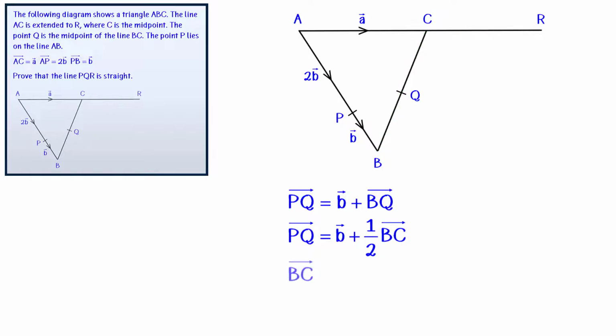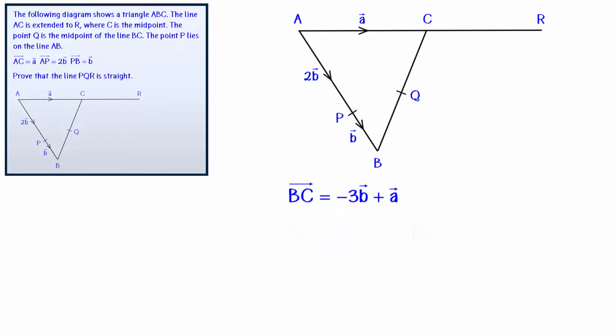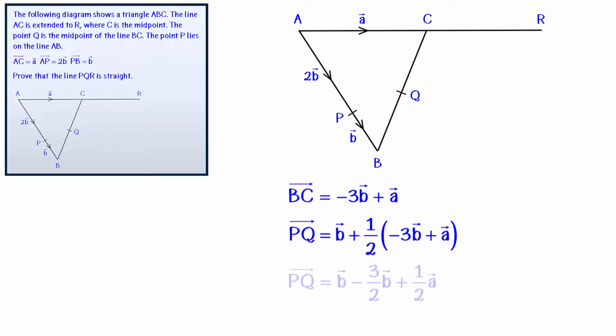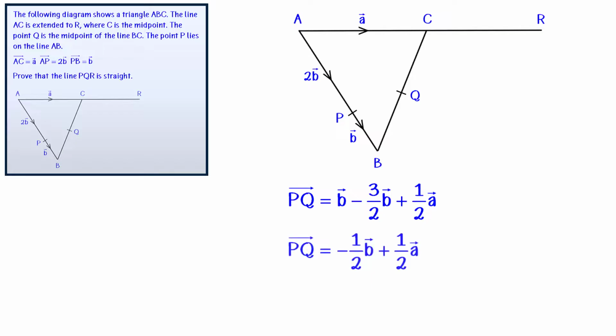The vector BC is equal to minus b minus 2b plus a. Therefore, BC is equal to minus 3b plus a. So the vector PQ is equal to b plus a half times (minus 3b plus a). Expanding the bracket gives PQ is equal to b minus 3 over 2 b plus a half a. Collecting the terms gives PQ is equal to minus a half b plus a half a. Note that we got minus a half b because 1b minus 3 over 2 b is equal to minus a half b.